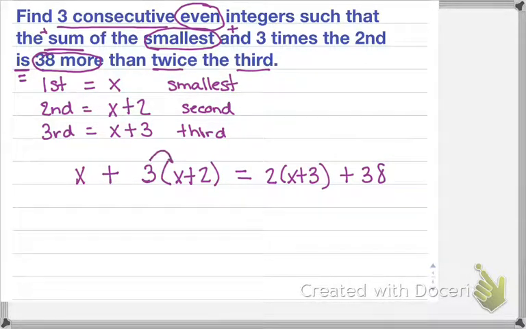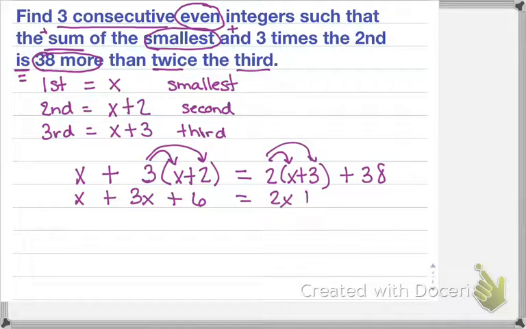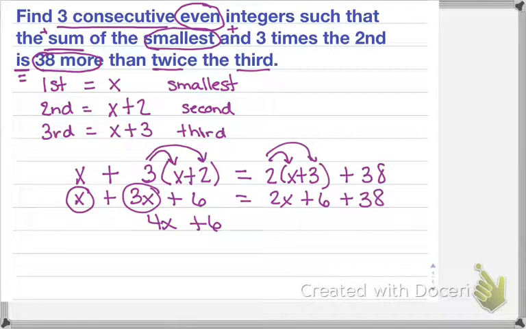So we have to use distributive first to simplify each side. So x plus 3x plus 6 equals, now let's distribute here, 2x plus 6 plus 38. Combine like terms on each side. So I have an x and a 3x. So I have 4x plus 6. And here I don't have any x's to combine, so I just have a 2x. And then 6 plus 38 gives me 46.